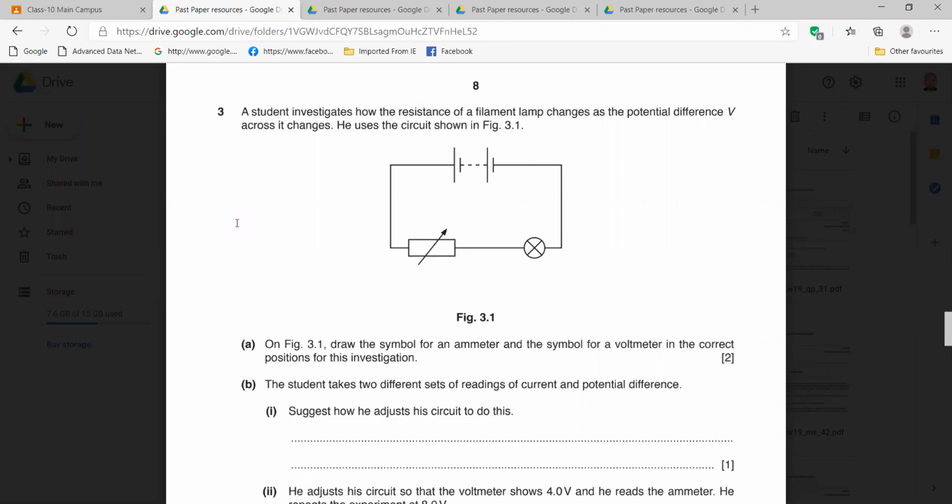Okay, first you answer part A. How will you do A?